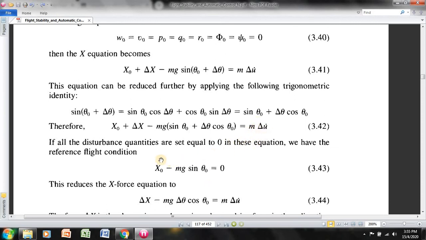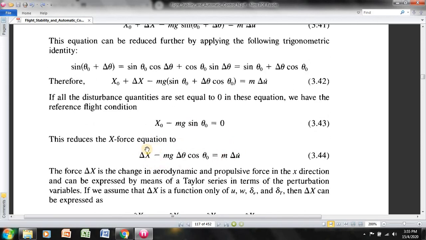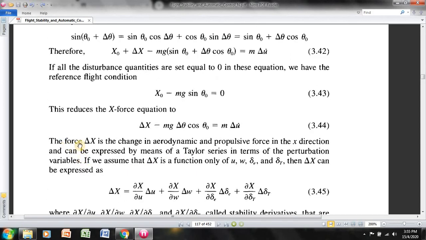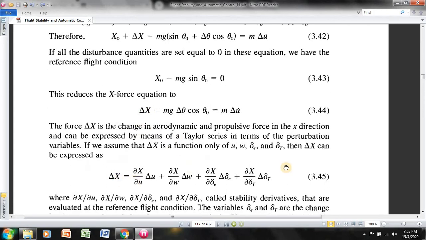the acceleration is 0, and we're focusing on the disturbance at the additional delta x. When it is equilibrium, everything is 0. Okay, so we have this equation now. Now these are dynamic equations in delta x. So the force delta x is the change in aerodynamic impulsive force in the x direction, and can be expressed by means of Taylor series. So this x itself can be expanded.